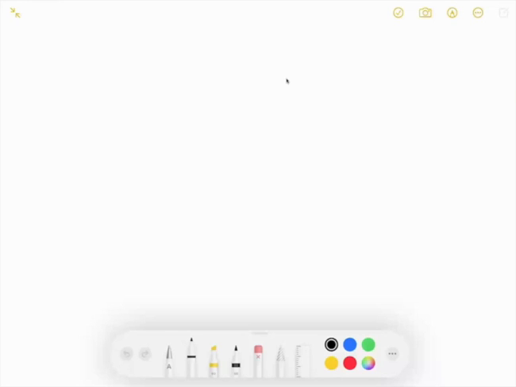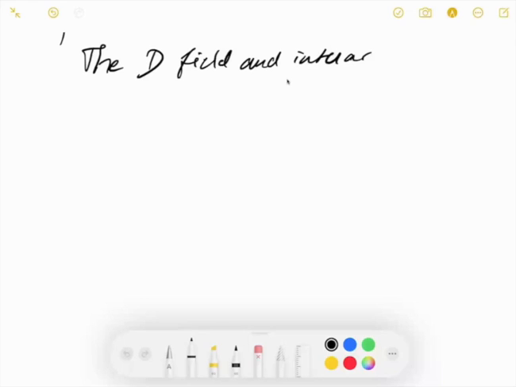Okay, so let's talk about the D field and the interaction of E with materials.